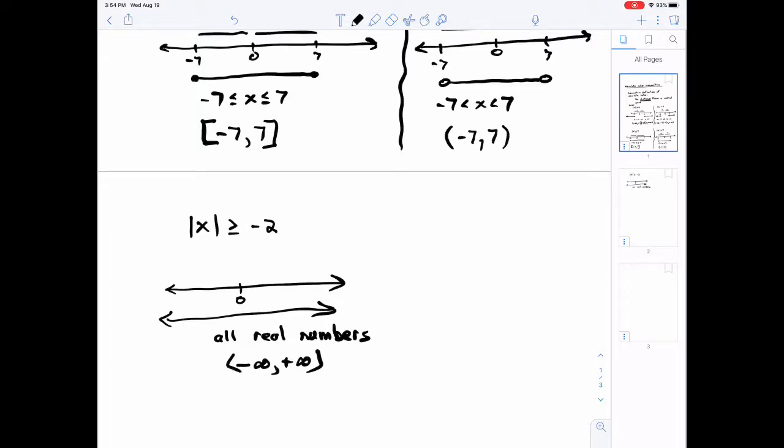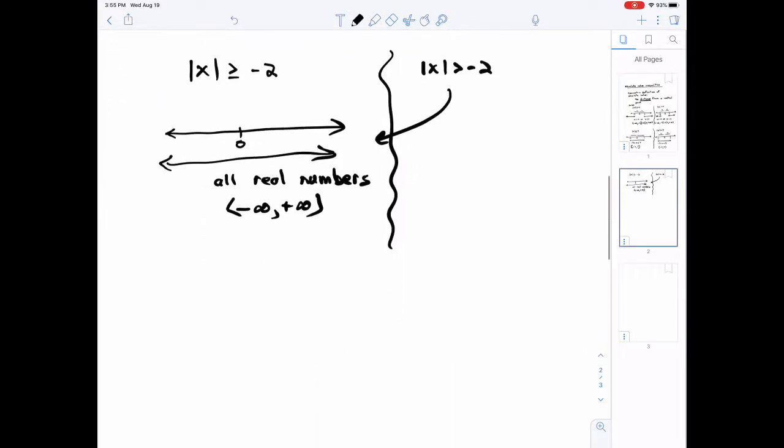Okay, well, what if the problem says the absolute value of x is greater than -2? It'd be the exact same thing. That does not change the problem in the least, because when is the distance greater than -2? It always is. So if you just go and look at this one, that's what you do. Okay, but let's take a look at another possibility.